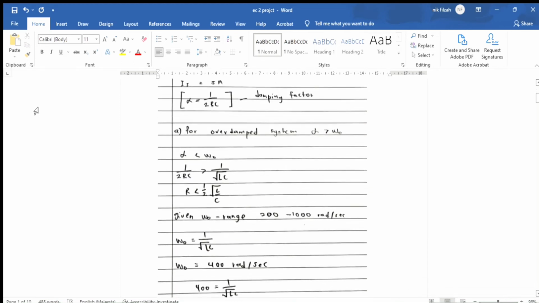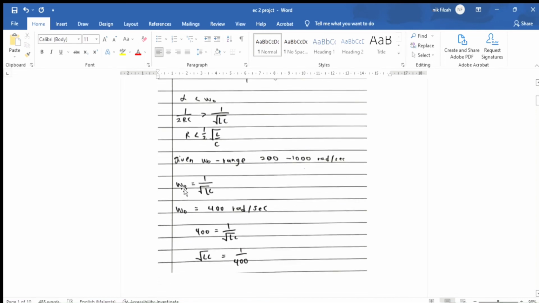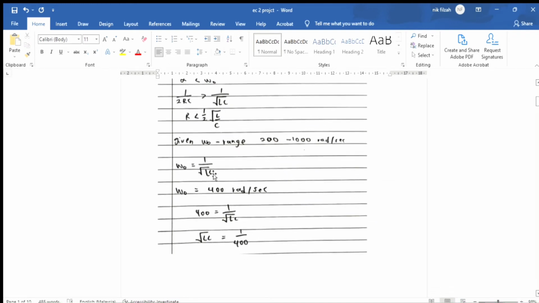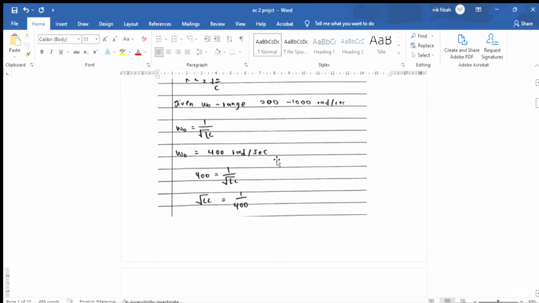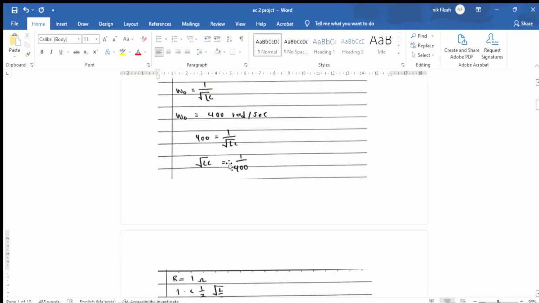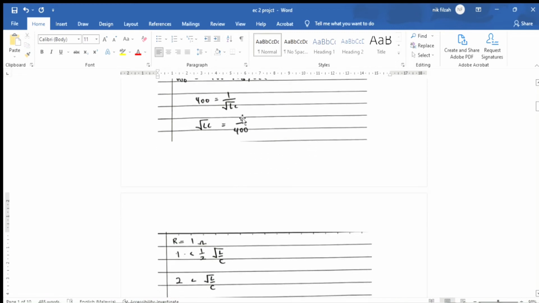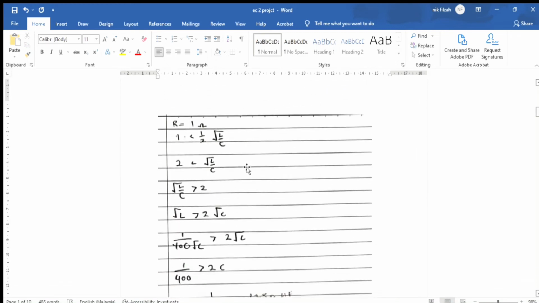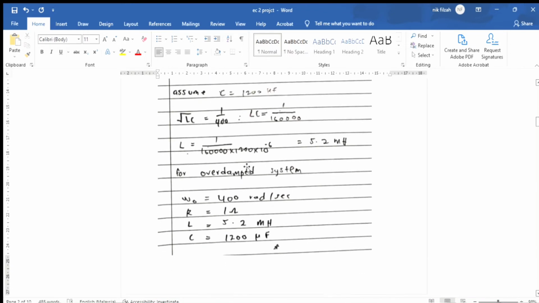Okay, so for the overdamped system, 1 over 2RC equal to 1 over square root LC. Given omega range 200 to 1000 radians, so for omega is 400 radians per second, for the formula we use 1 over square root LC. So for the final answer for the overdamped system, we got R equal to 1 ohm, L equal to 5.2 mH, and C equal to 1200 microfarad.